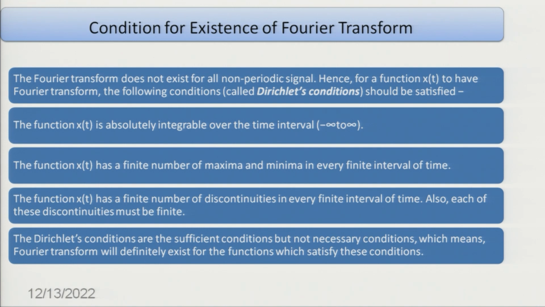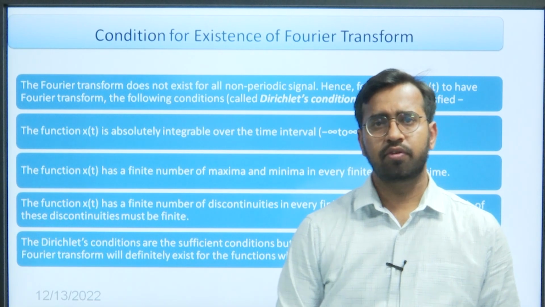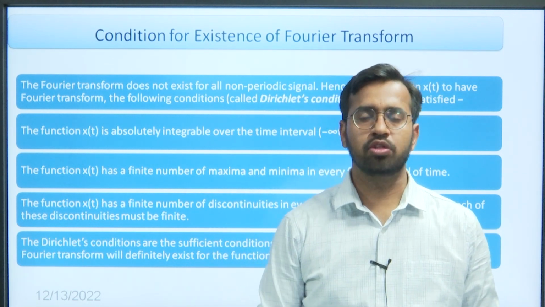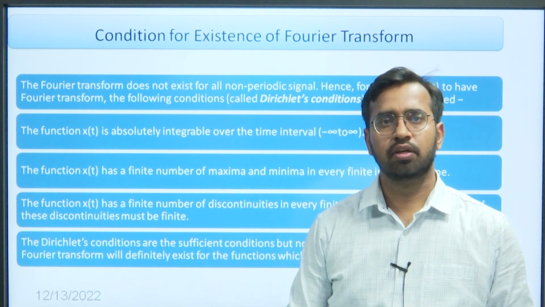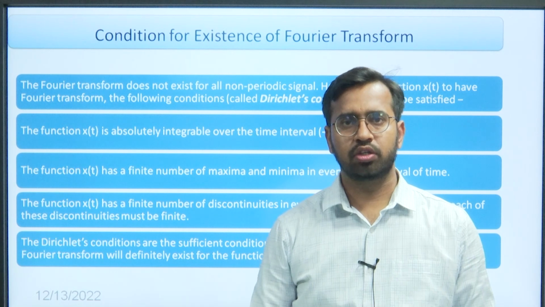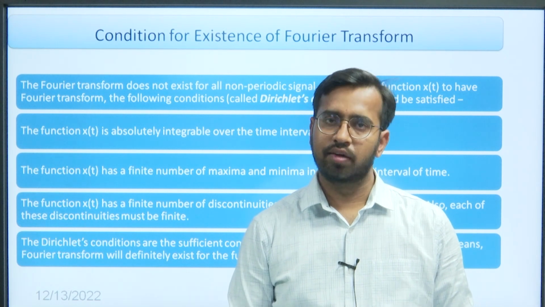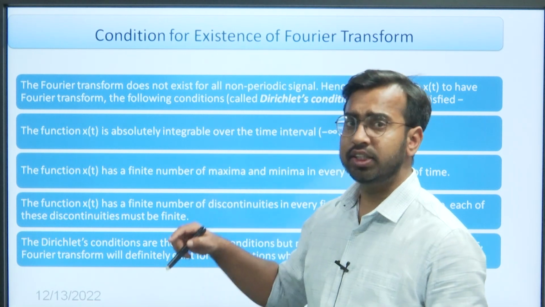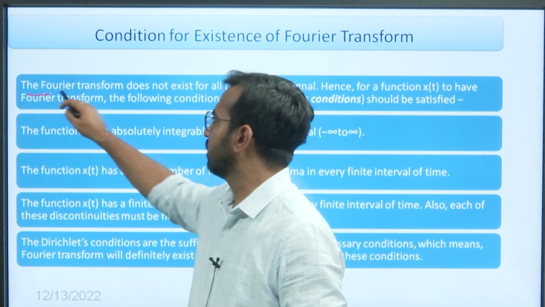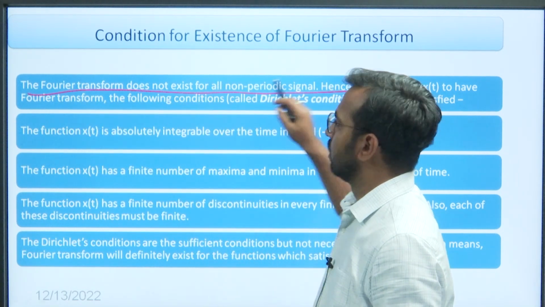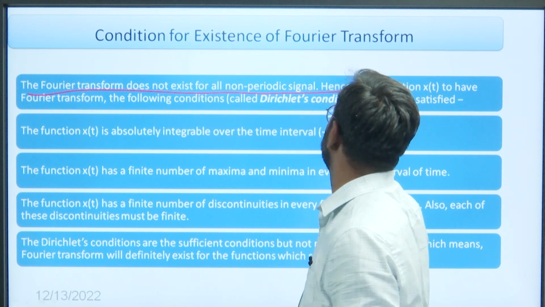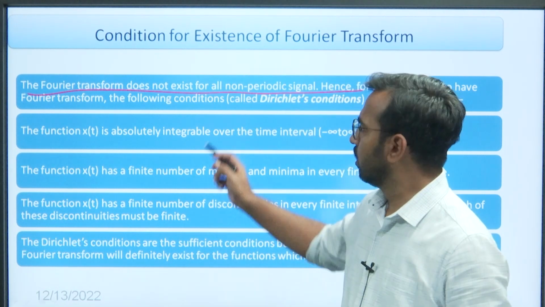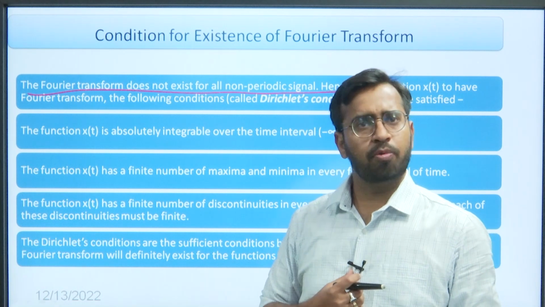Before getting to the Fourier transform, as we had some conditions for the existence of Fourier series, similarly in Fourier transform we also have some conditions, called the Dirichlet conditions. In Fourier series also it was the Dirichlet condition; in Fourier transform we have similar conditions for the existence of the Fourier transform. The Fourier transform does not exist for all non-periodic signals, hence for a function x to have a Fourier transform, the following conditions should be satisfied.